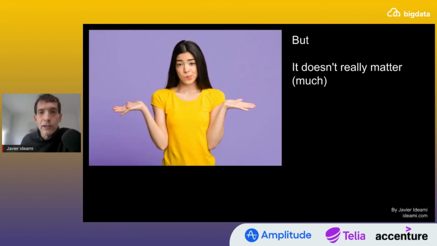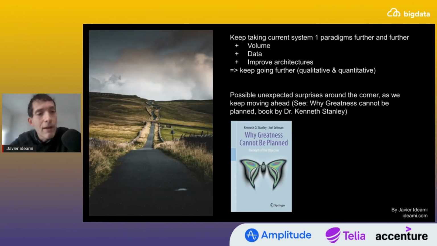Let's continue. But this system 2 thing, it's not really that important. It doesn't really matter much. Why not? Because if we keep taking current system 1 paradigms further and further with more volume, more data, more scale, but also improving the architectures more and more, we will keep going further in qualitative and quantitative ways. And we'll probably find unexpected surprises around the corner as we keep moving ahead.